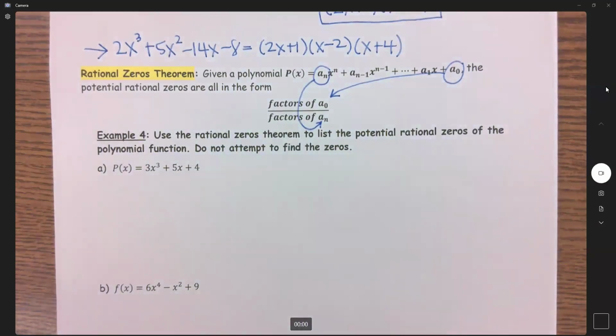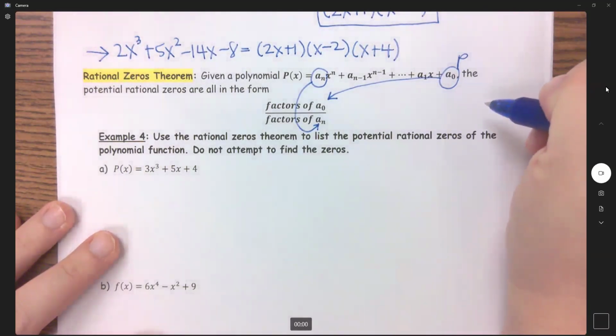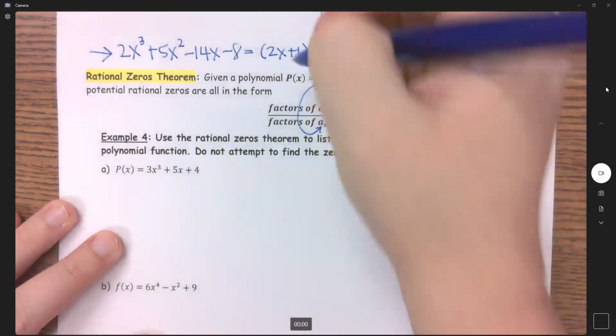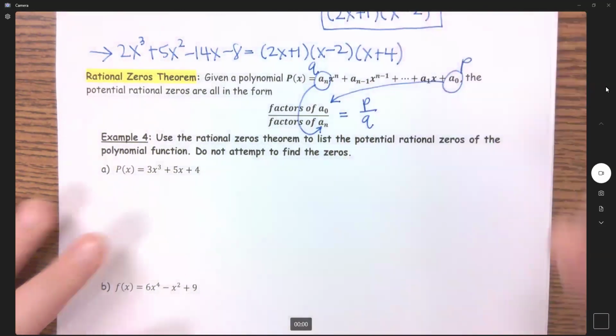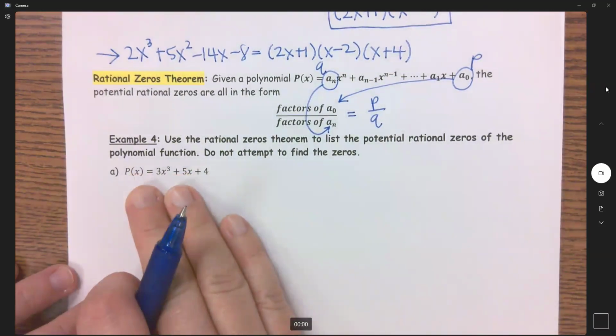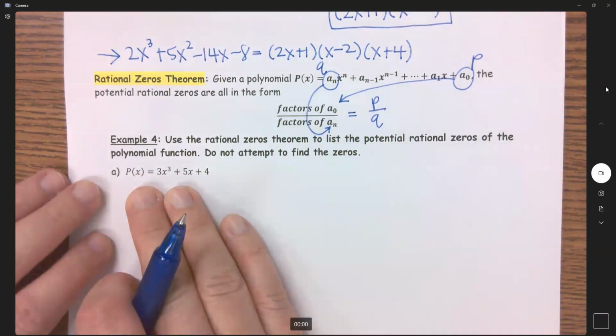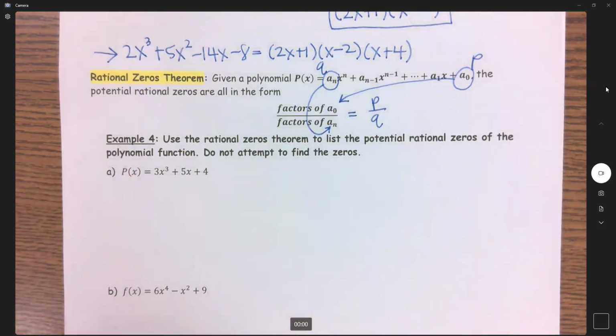Now, a lot of times, and I think even if you use your Ask My Professor or view an example, it's going to use P over Q. So P goes with this back constant, and Q is your leading coefficient. And so this is the same as P over Q. So let's use this here. Example 4. Use the rational zeros theorem to list the potential rational zeros of a polynomial function. Do not attempt to find the zeros.